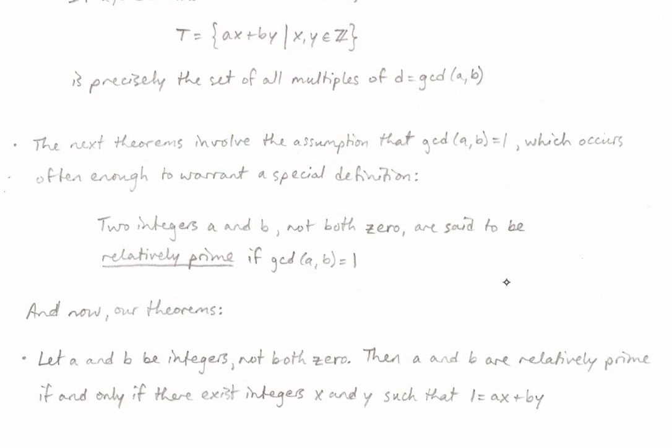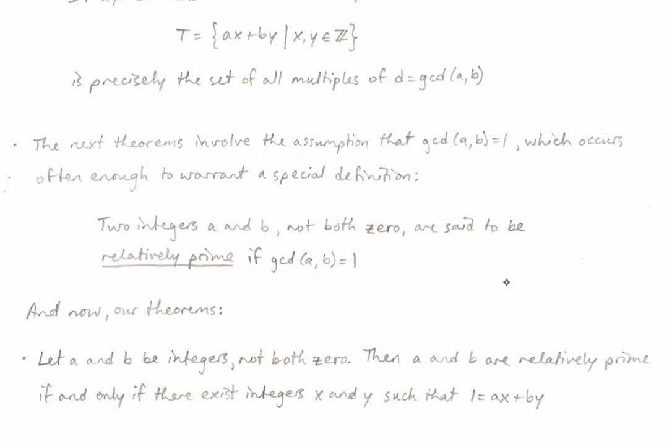The next theorems involve the assumption that the GCD of a and b is 1, which is important enough and occurs often enough to warrant a special definition. If two integers a and b have a GCD of 1, then the integers are said to be relatively prime. I'm sure you've heard of that phrase before as well. Just going to put it in the context of some number theory notation. Our first theorem that involves numbers being relatively prime.